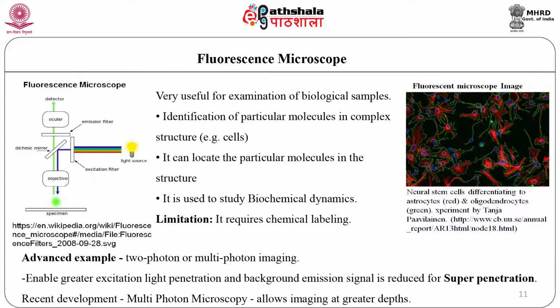An advanced example of fluorescence microscopy is two-photon or multi-photon imaging. Two-photon imaging technique enables greater excitation light penetration, and the background emission signal is reduced, which also allows the imaging of live tissues up to very high depth. Super penetration multi-photon microscopy is also a recent development which allows imaging at greater depths than two-photon or multi-photon imaging.